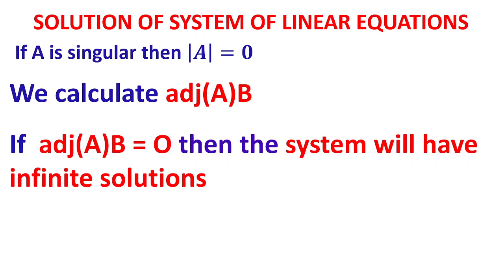Definitely we cannot find A inverse. In that case, we cannot tell directly that there is no solution. We have to find adjoint A into B. We can find adjoint A, because determinant A we are not able to find. So find adjoint A into B.